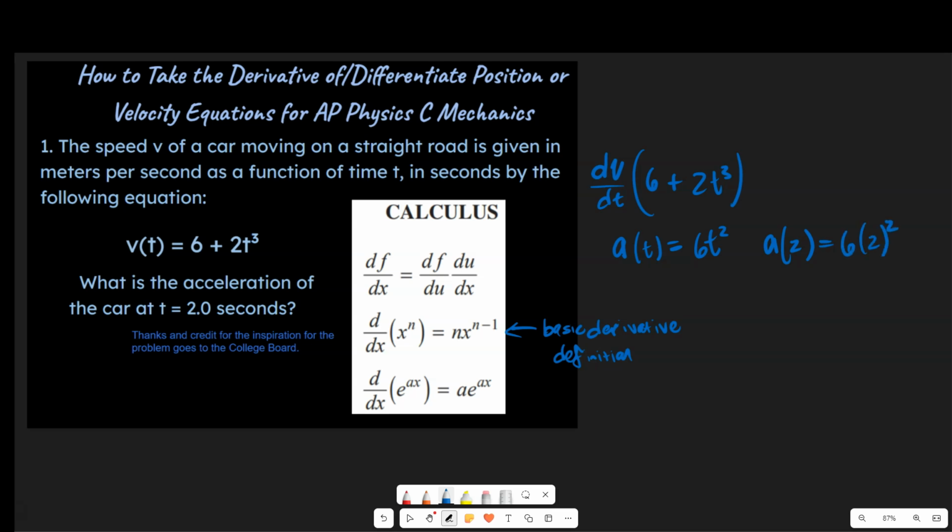So 2 squared is 4. 4 times 6 is 24. The units for that are going to be meters per second squared. So the acceleration at time equals 2 seconds is equal to 24 meters per second squared. That's how you go about doing a problem like this. Let's try another one and see how it goes.